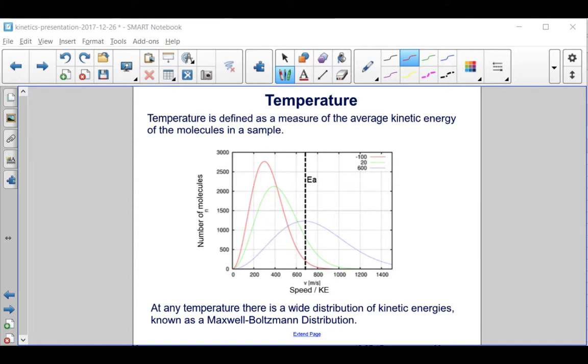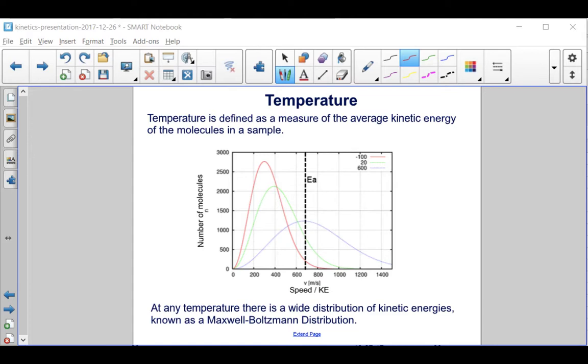Temperature can also affect the rate of a reaction. Temperature is defined as the measure of the average kinetic energy of the molecules in a sample. So this graph shows a distribution. It's called a Maxwell-Boltzmann distribution, and it shows the distribution of kinetic energies at any given temperature.